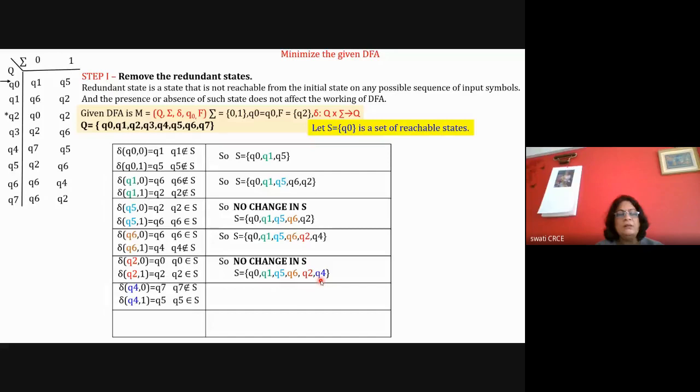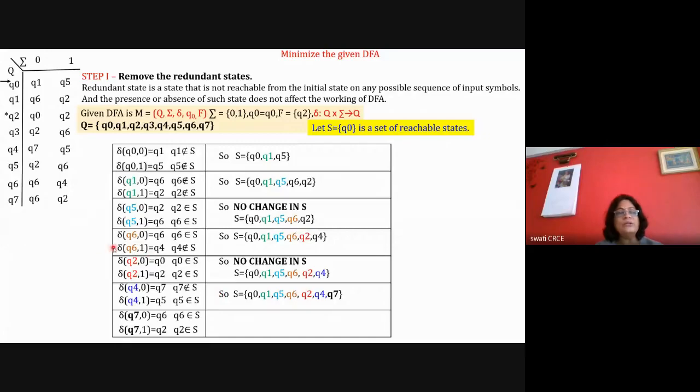Okay. Now take the next state after Q2. So that is Q4. So I'm taking Q4. Q4 with 0 is equal to Q7 and Q4 with input symbol 1 is equal to Q5. And Q7 is not there in S, but Q5 is already there. So I'll update S with Q7. So I'm adding Q7 here. Now my checking till Q4 is done. So now the next state is Q7, which is in bold. So I'll take Q7 and Q7 with 0.